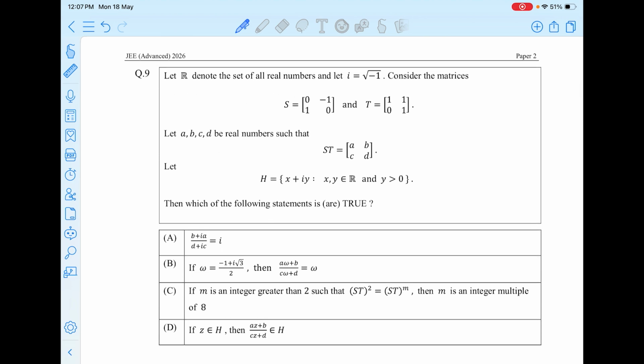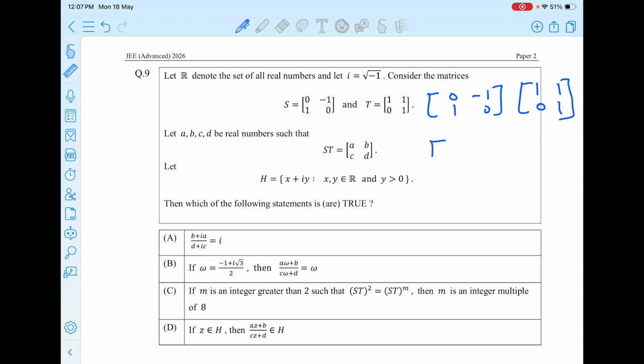Question 9. R denotes the set of real numbers. Consider the matrix such that ST is equal to ABCD. Now ST is equal to ABCD they have given. So just first multiply ST. So see this: 0, minus 1, 1, 0. And what is T? 1, 1, 0, 1.